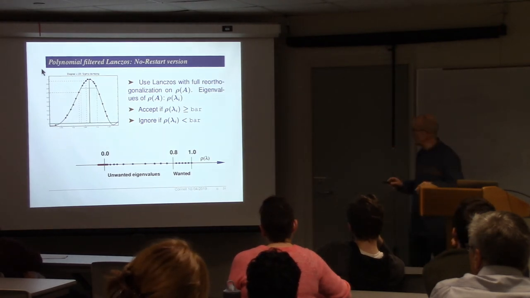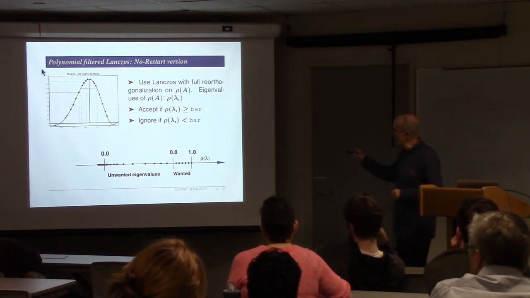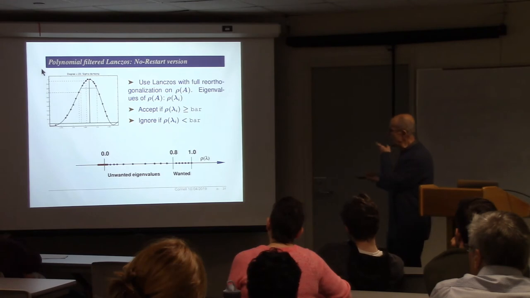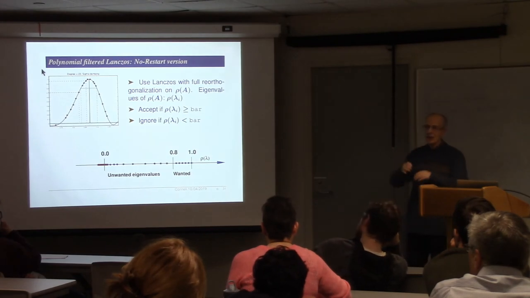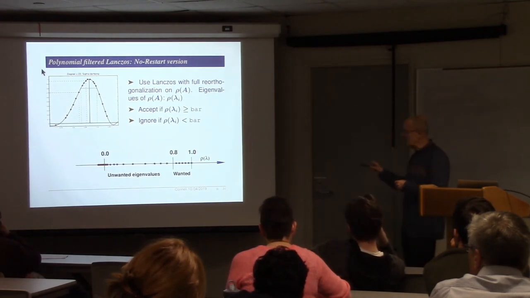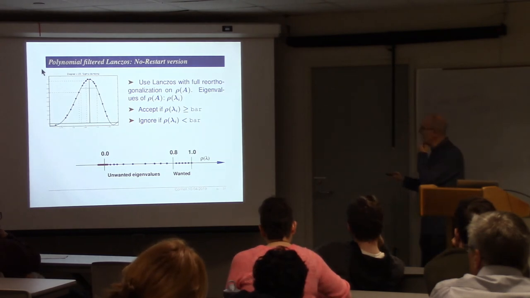I'll give you a demo later on the code we have. So that's the main idea, and that turns out to be much more efficient than trying to re-orthogonalize. Initially we started with thick restart, and we were happy to do that, but it turns out this is more efficient, actually. It's probably 4 or 5 times faster.